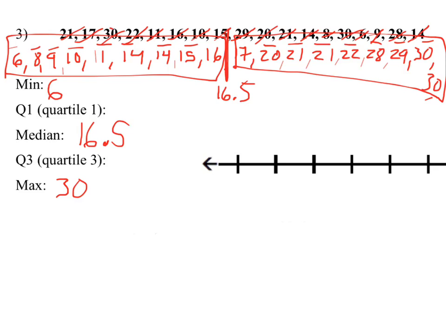Let's see, this one's going to be this middle 11 here because there's 4 on this side, 4 on this side. And then over here, 4 on this side, 4 on this side is going to make my quartile on this side going to be 22. So quartile 3 is 22, quartile 1 is 11.